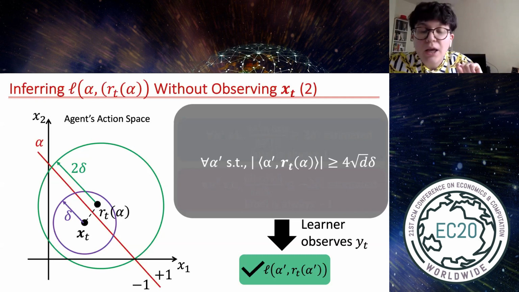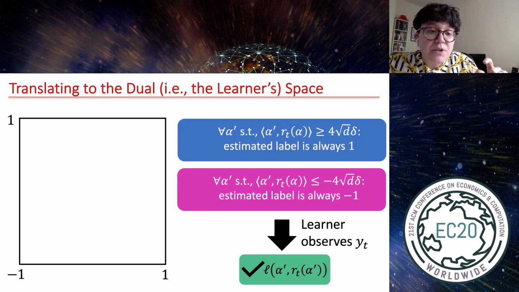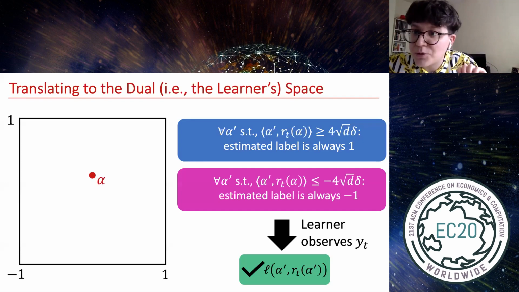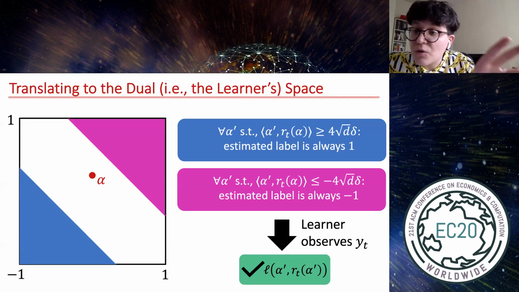And why am I saying that working in the dual space is so critical? I'm saying it because in the dual space, which is the learner space, each of the learner's actions translates into single data points. So this is a linear hyperplane encoded in terms of its normal vectors. And the regions that the blue and the pink create are actually regions that form polytopes in the learner's action space.